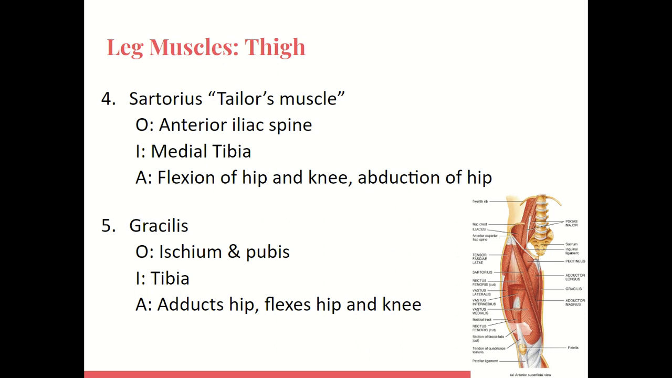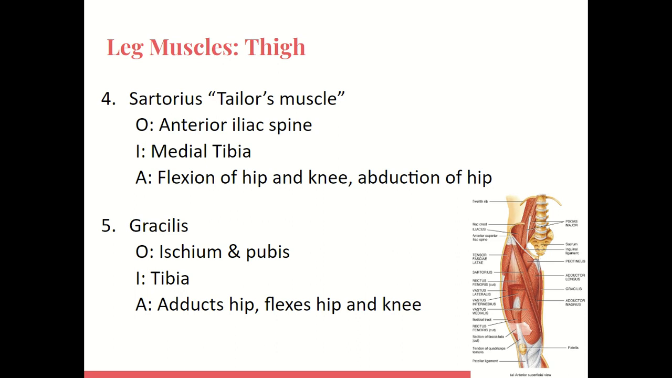And so what it basically does is bend your leg as if you were going to cross your leg. So if you were sitting down and you were to lift your leg up and cross it so that your ankle is sitting on top of your knee, that is what the sartorius muscle does. You use this also anytime you bend your leg and lift it up.